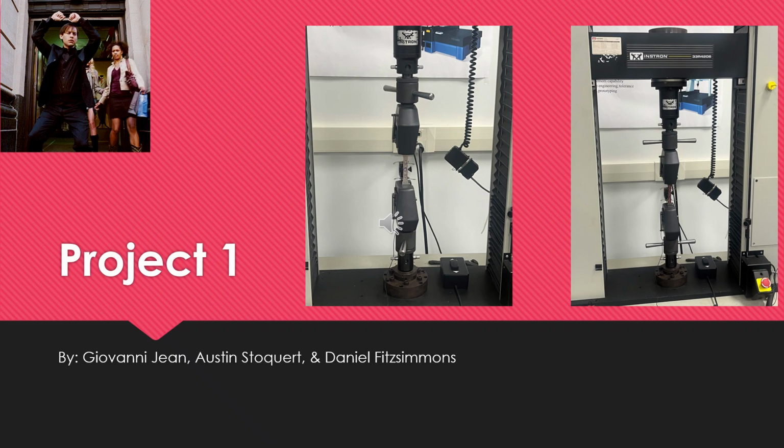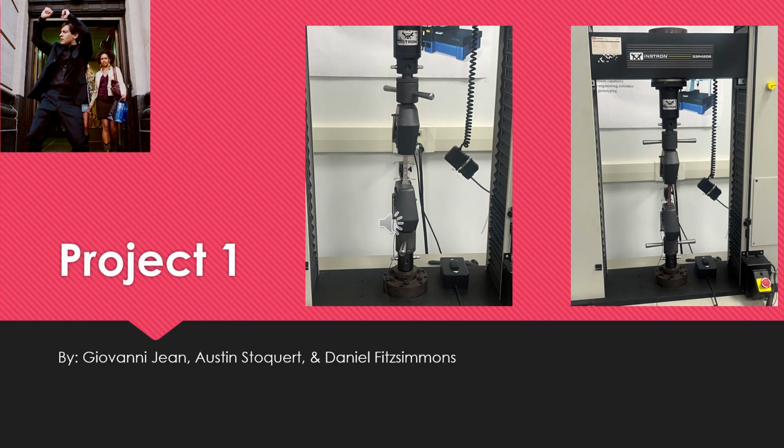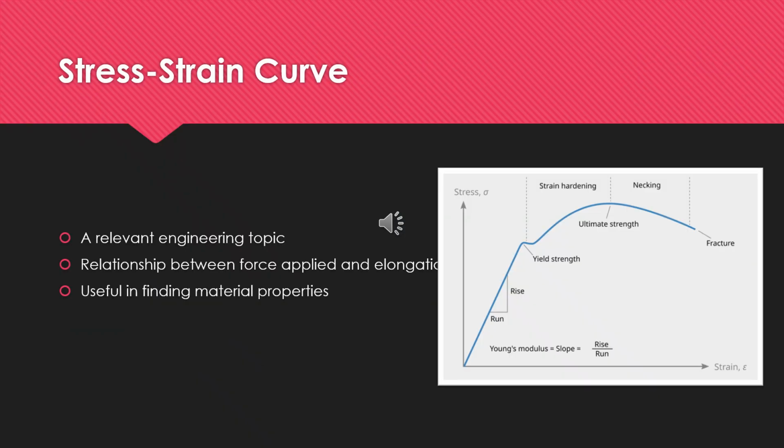We are going to be talking about tension test and the stress strain curve. This project is made by Giovanni Jean, Austin Stowquart, and Daniel Fitzsimmons. The stress strain curve is a chart that measures the stress and elongation of a material until fracture.